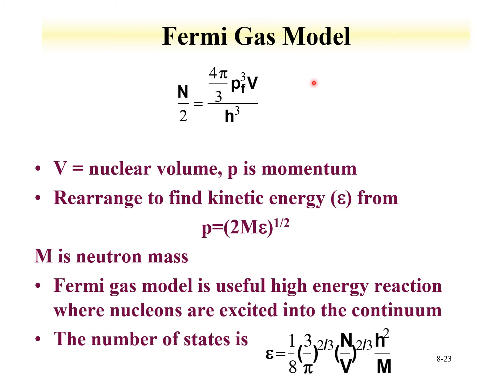The Fermi Gas Model has some equations associated with it that describe the momentum of the particles and the nuclear volume. From this, you can rearrange to find the kinetic energy of particles. The real utility of the Fermi Gas Model is for high energy reactions where nucleons go into the excited state. And you can use this to describe nuclear reactions where a compound nucleus is made and neutrons boil off.